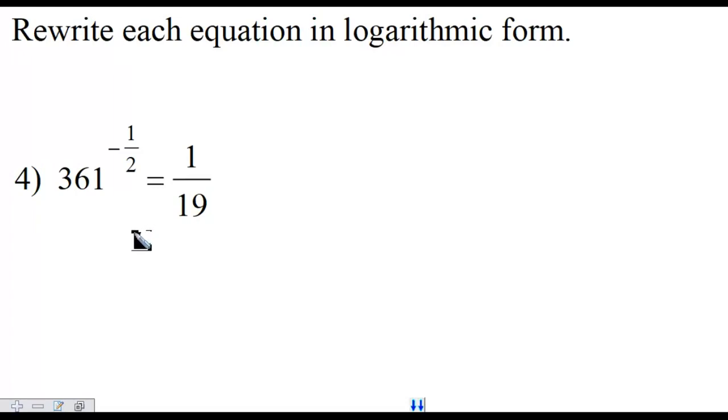Let's do one more with a fraction, just so you can see it one more time. I'm given the equation in exponential form. They want me to write it in logarithmic. The first thing I need to do is identify the base number, which is 361, and I will write it here in the base, the basement. The power is going to go to the opposite side of the equal sign, and the 1/19 will come here.